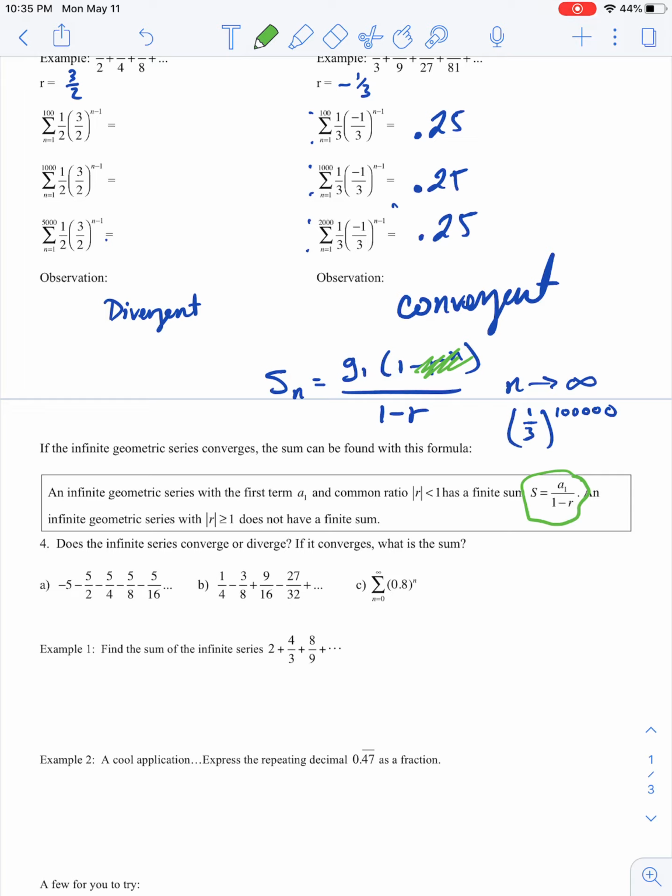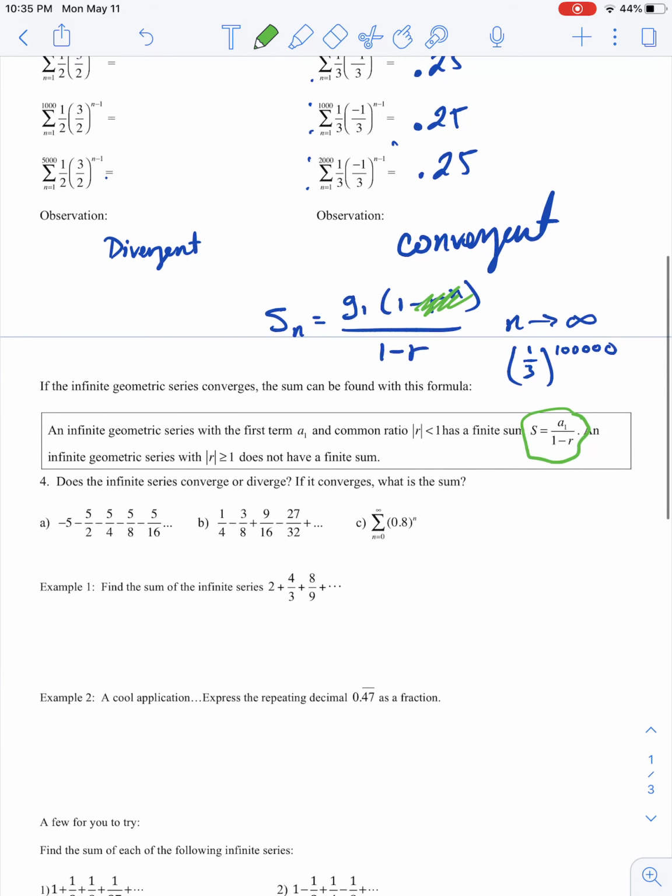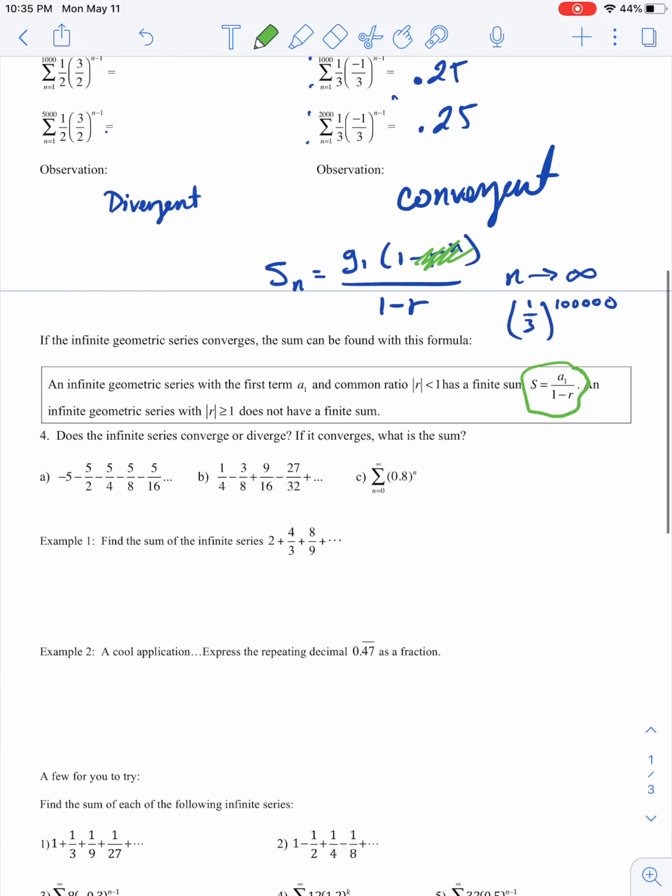But of course, if r is greater than or equal to 1, then it doesn't have a finite sum. Okay? So the first thing is always just to determine, if it says sum to infinity, can you actually sum it to infinity? Okay? So let's take a look here. So if I look at what's happening in 4a, what's my ratio here? It looks like it's multiplying by 1/2 every time, right? So r is a half. Okay, so that means that it is going to converge.